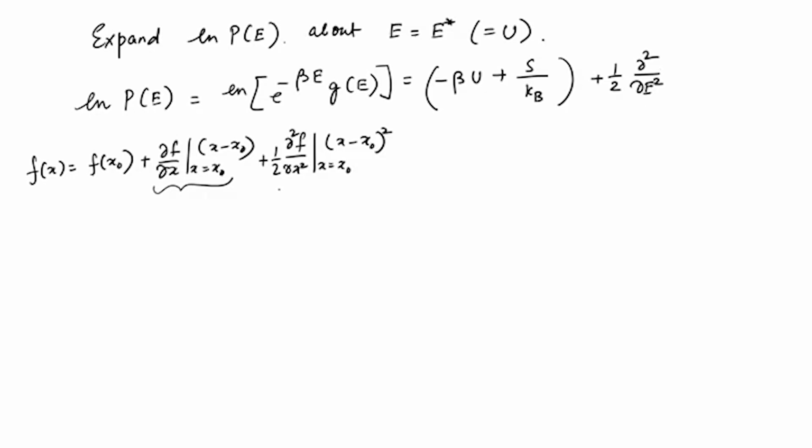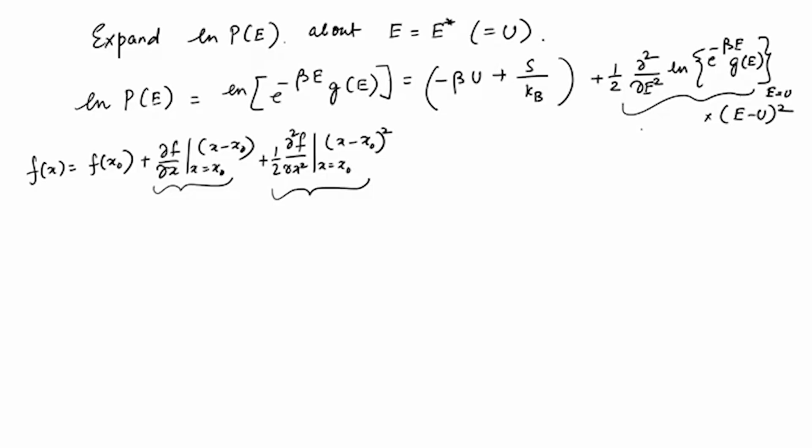So, the first non-zero term is the second term, which is here, and this is equal to log of e to the power minus beta E g of E, evaluated at E equal to U, multiplied by E minus U squared. Now, as you see, this is like a constant, let us call it some, say, 1 over alpha, and why we write 1 over alpha will be clear soon. This is a constant as well.